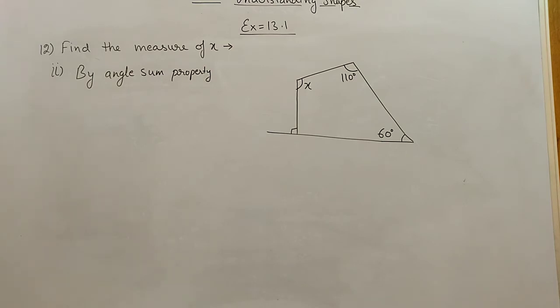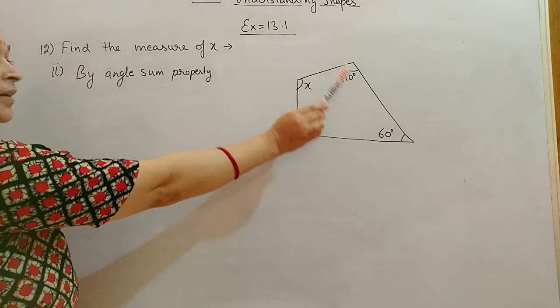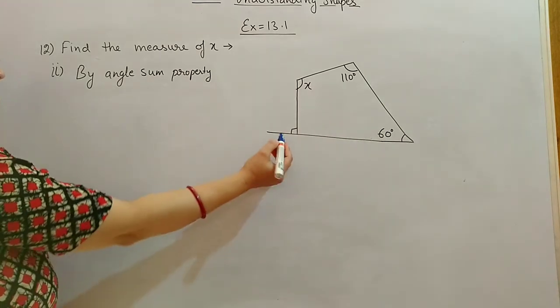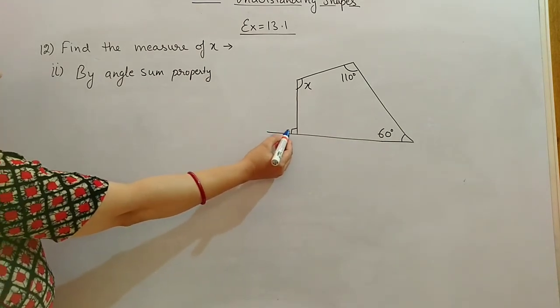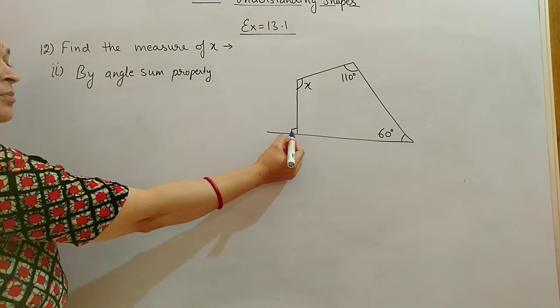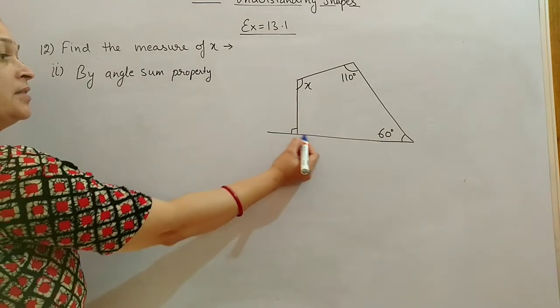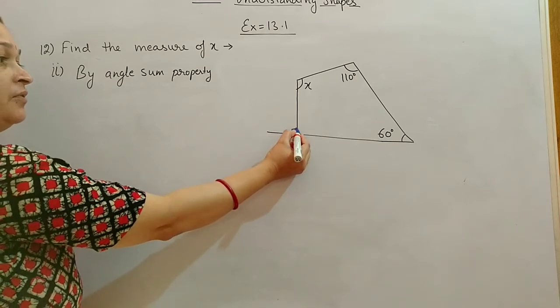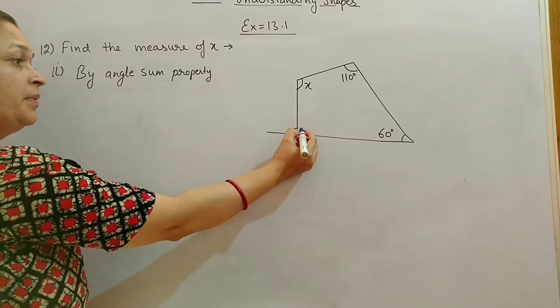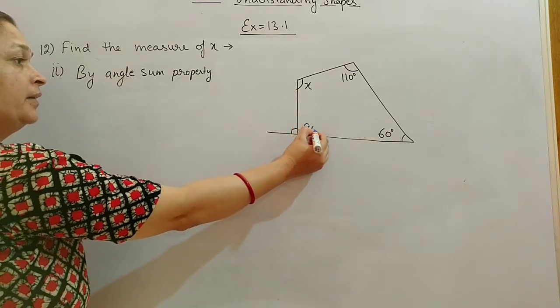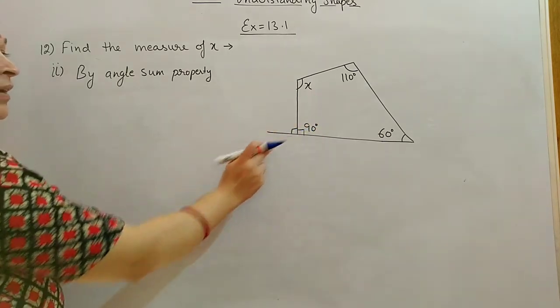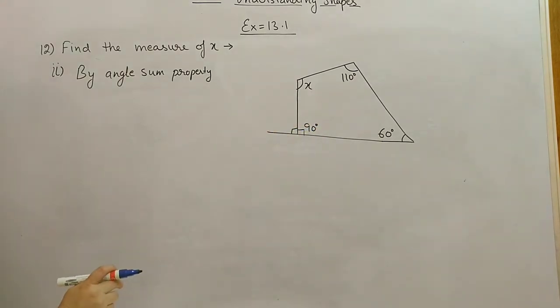Next, the second part of question number 12. The figure is given here and we have to find the value of x. You can see in this figure, this angle is given 110, this is given 60, and here this exterior angle is given 90 degrees. The symbol of this small box means 90 degrees. Here these two angles are on a straight line, means if this is 90, this side also will be 90 degrees. Now after getting this angle, we can use the angle sum property in this figure.